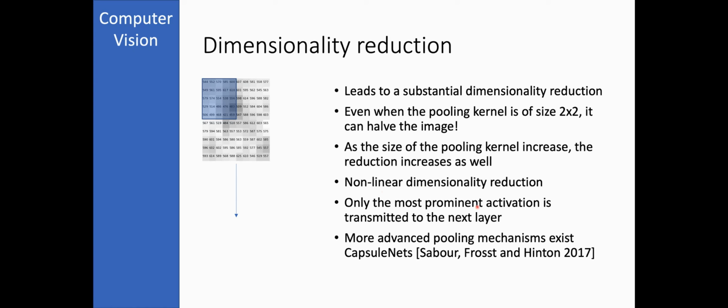Now, only the most prominent activation is transmitted to the next layer. And there are actually more advanced pooling mechanisms that exist, like the capsule nets. But the essence is the network weights in the previous layers arrange themselves such that the most important information that should be passed to the next layers for a certain task is captured in the most prominent activation. So for example, if I apply pooling to this image with a 5x5 kernel and strides of 5, then I simply take this 10x10 image and represent it by 4 values. So the dimensional reduction is huge.